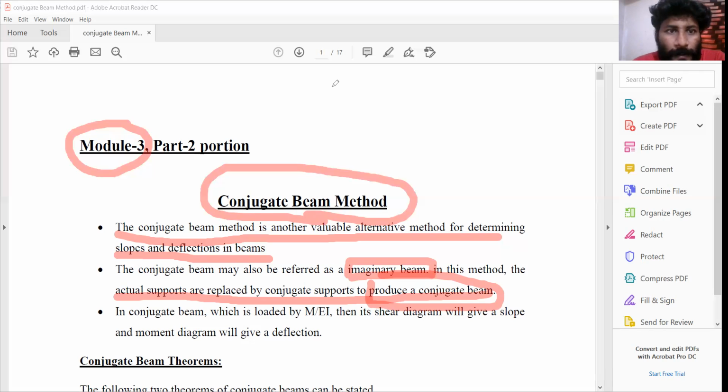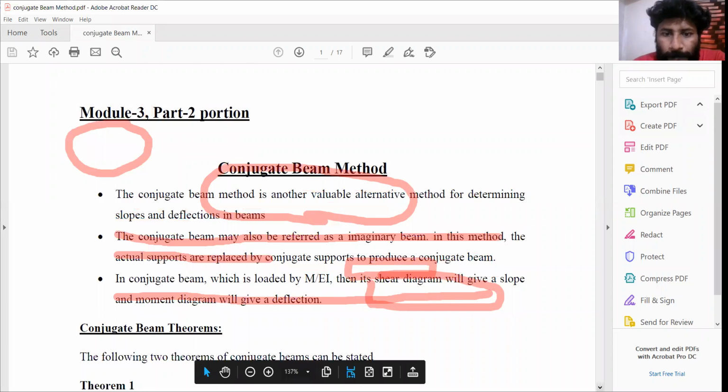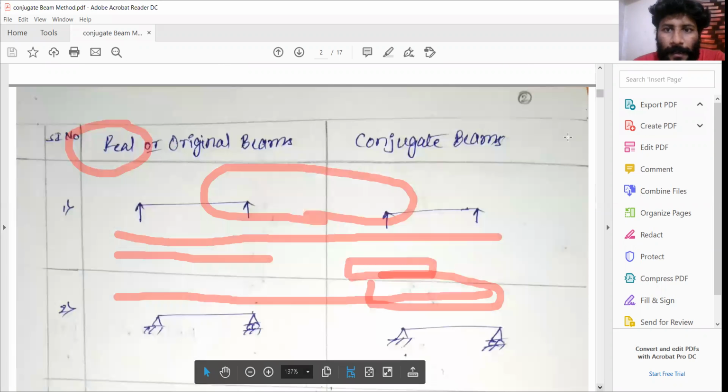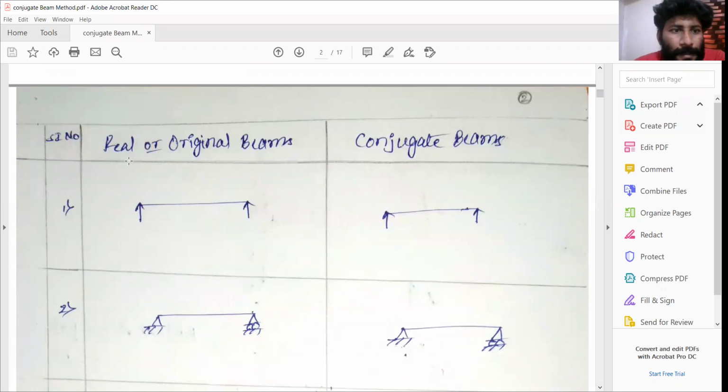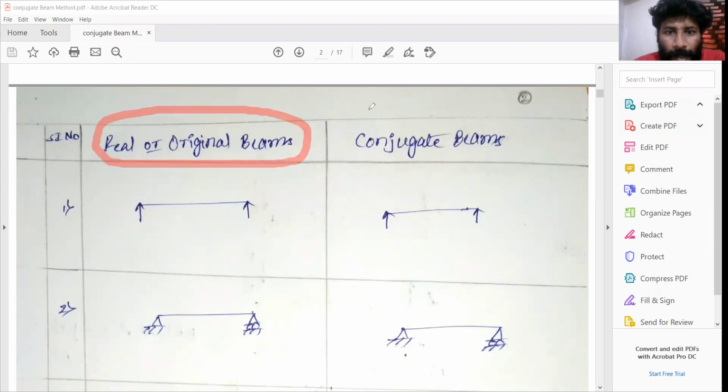We'll move on to the next slide. In the next slide, I have shown what exactly the conjugate beam and real beam are. Now you can see in the slide, we have the real or original beam, and here we have the conjugate beam. Now you can see this is a real beam, a simply supported beam. This will be converted to a conjugate beam. This is a simple support, and this is also a simple support. When converting into the conjugate beam, the simple supports will remain simple supports only.